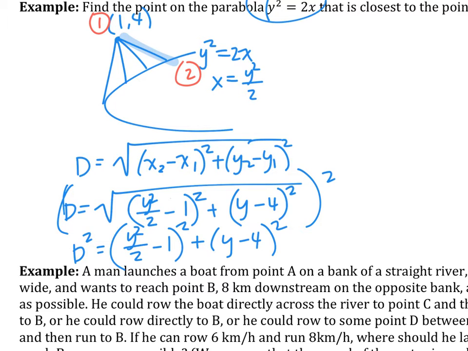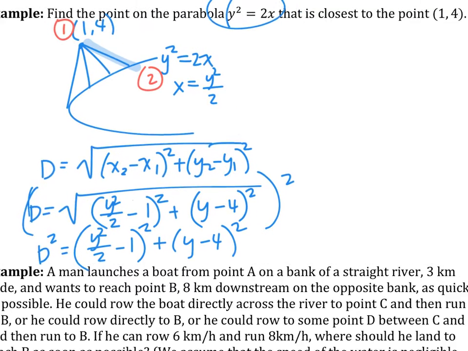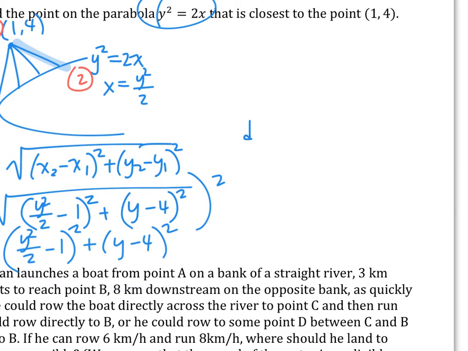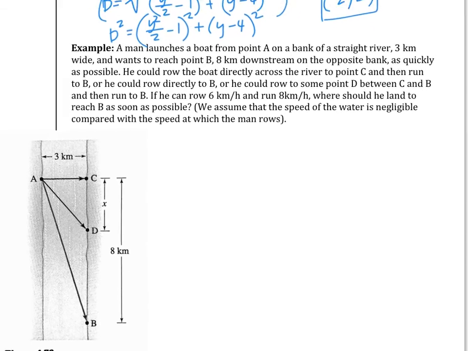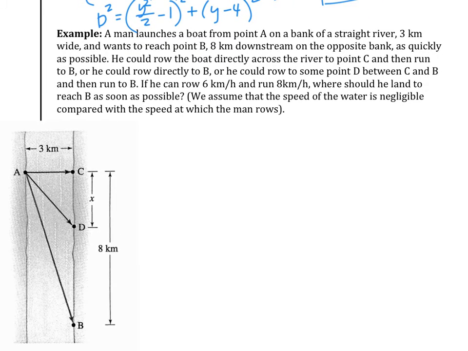So you're going to take the derivative of d squared with respect to y, and you want to find the shortest y. The answer is 2 on the parabola. I got it! We are going to have to go back to this problem. This is very interesting, but very hard. You have to think a lot. I had to think a lot when I was doing it.